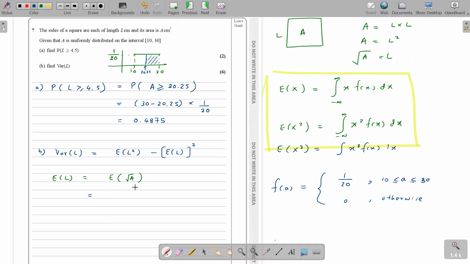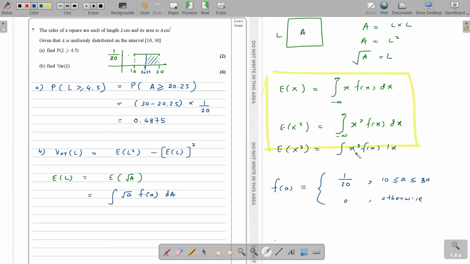So basically E of root A means what? Integration of x to the power, or in this case, root A, times f(a) with respect to A. Do you get what I'm saying here? The variable letter has changed, but the method is exactly the same. So I use this rule: if it's square, it's x square f(x), right? You write the f(x) as it is. You don't change it. You get it.